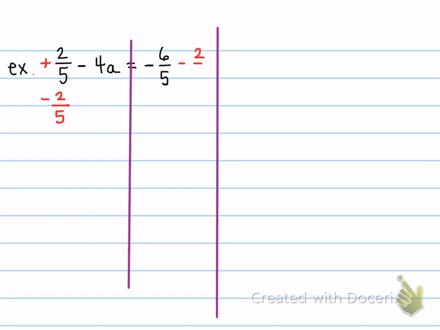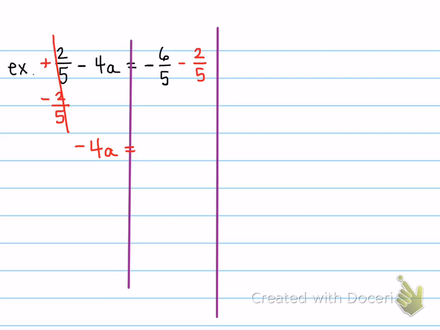Now notice I put that to the right of the fraction on the other side because I like to have my fractions lined up that way. So it kind of does make sense now. I have positive 2/5 and negative 2/5. Those cancel out. And what I'm left with is negative 4a equals. All right, so now let's look at the other side.